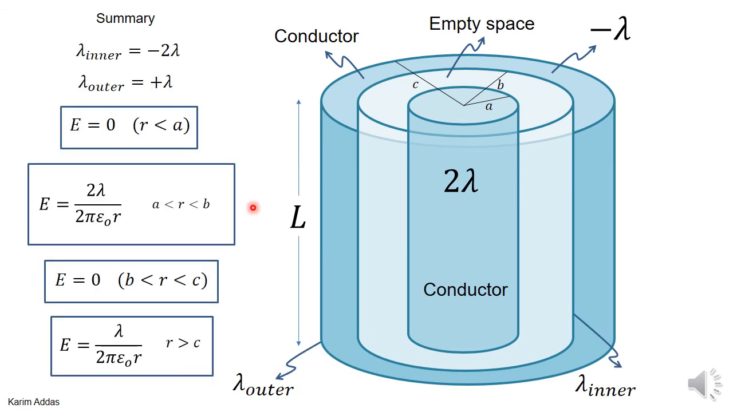This is the summary of the whole problem. The charge per unit length on the inner and outer surfaces is as given. The electric field is 0 for less than A, and between B and C. Between A and B, the electric field is this value. For bigger than C, the electric field is this value.